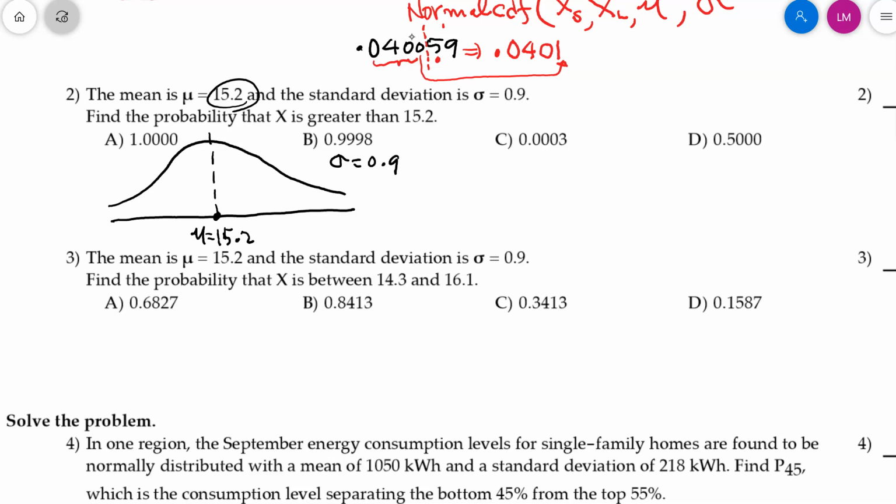Now, they want you to find the probability X is greater than 15.2. Well, this is 15.2. They want you to find the area greater than, so basically we need to find this area. Area is a probability. Now, as I said before, this side is 0.5. So this side is also 0.5, because the sum of it has to be 1. So the answer is automatically 0.5, because we're talking about half the area. This plus this is equal to 1.